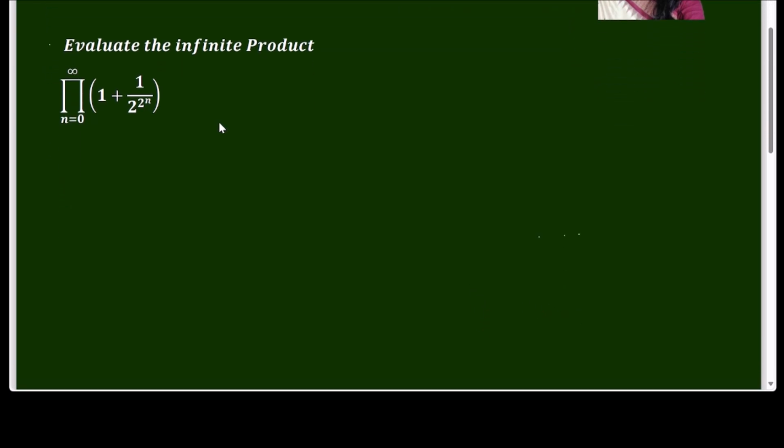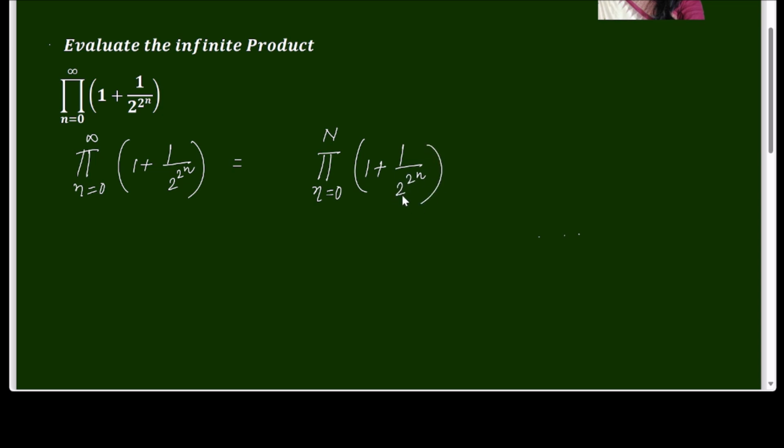I have also posted some infinite product questions before. So when the question is about infinity, what we do, we just change this. This is the same as product n equals 0 to N of 1 plus 1 over 2 power 2 power n, and we change this capital N to infinity.